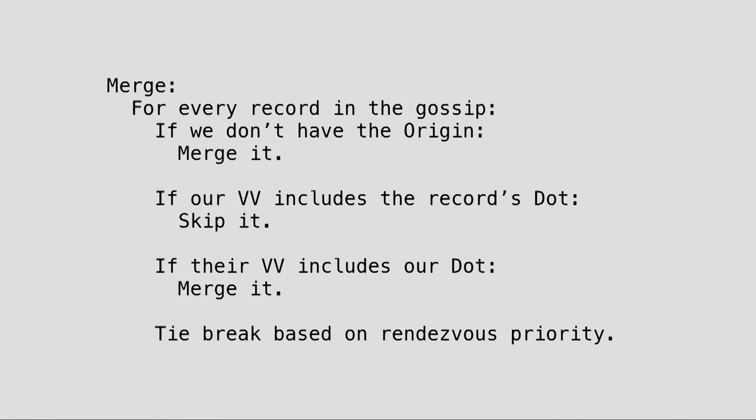However, if their version vector includes the dot that we have for our shared map record, then we know we should use theirs, because at some point in their causal past, they saw the record that we currently have. They're not using it anymore, so their thing happened after ours, and we can just merge their record in. And if none of that tells us which one wins, that is the point at which we use Rendezvous. That's the tiebreaker for this.